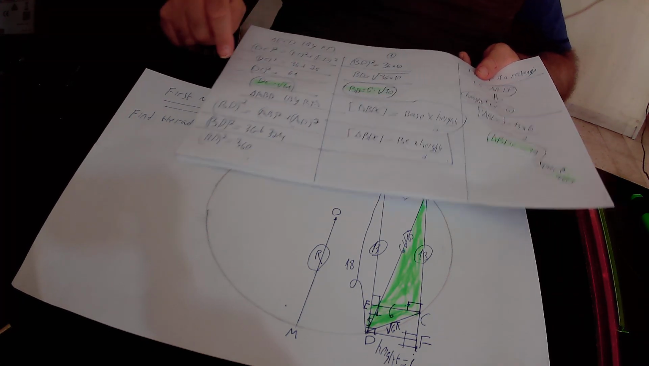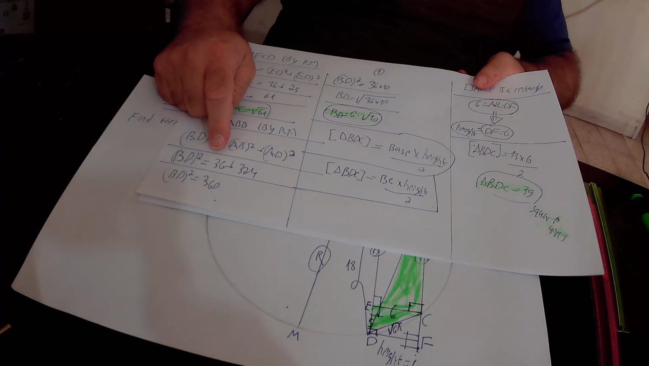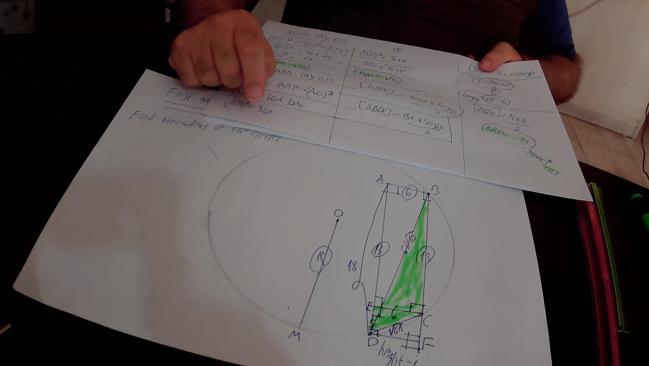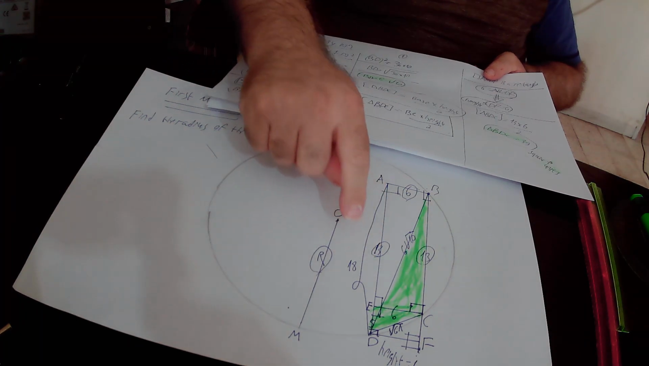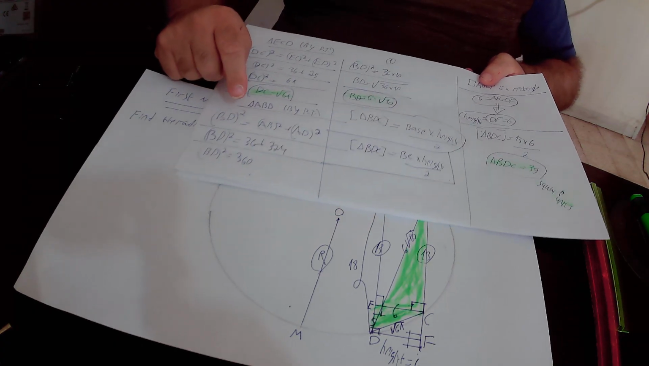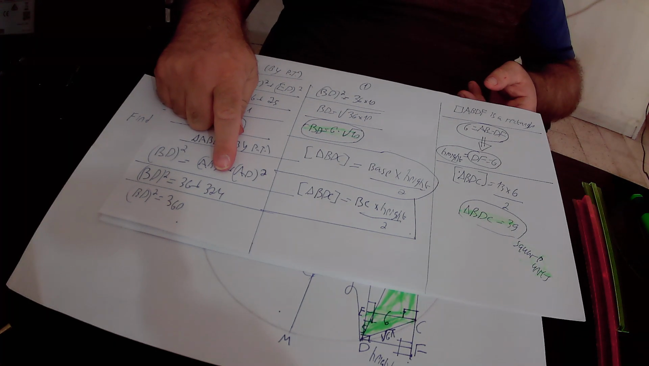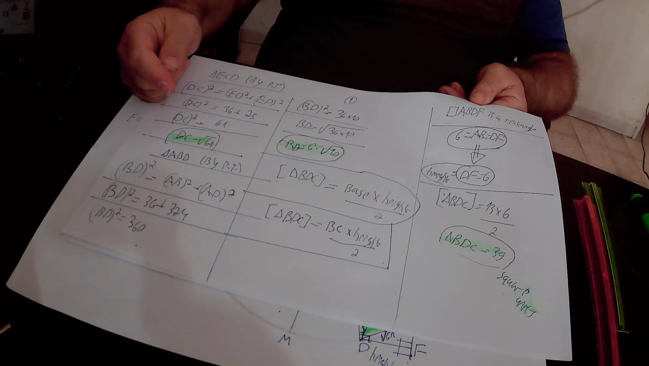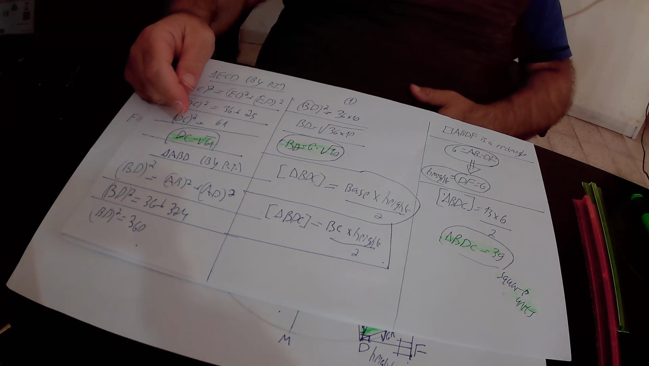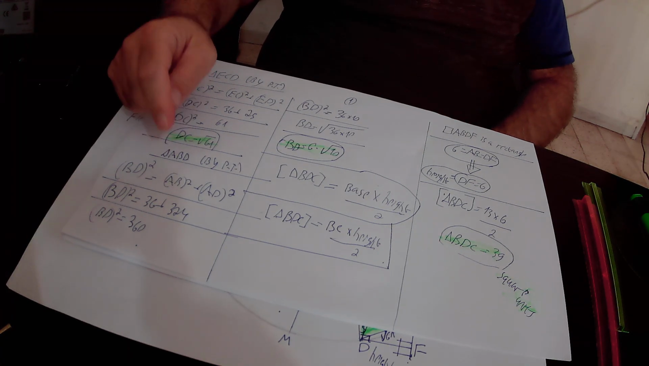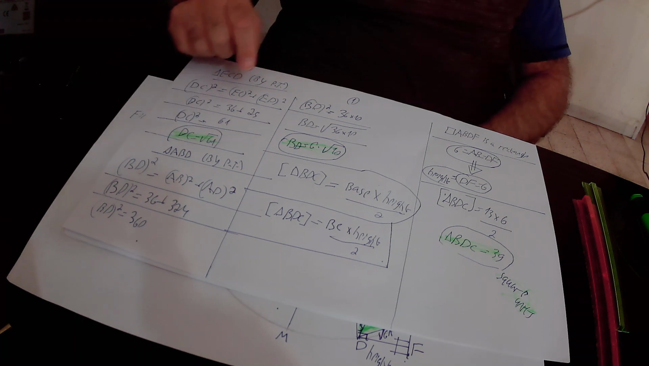AB equals 6, therefore AB square is 6 square, that is 36, plus AD square. AD equals 18, therefore AD square equals 18 square, that is 324. So in conclusion, we found out that BD square equals 36 plus 324, which is 360. So BD square equals 360.